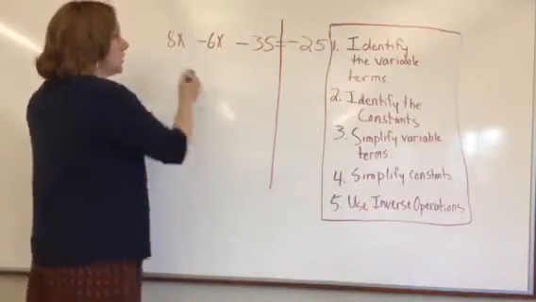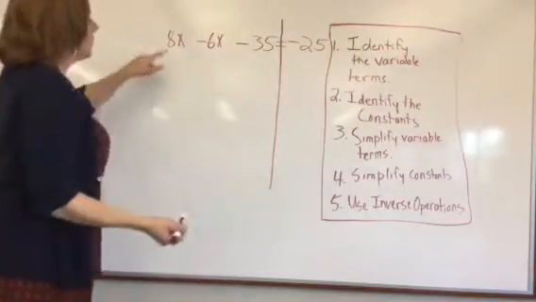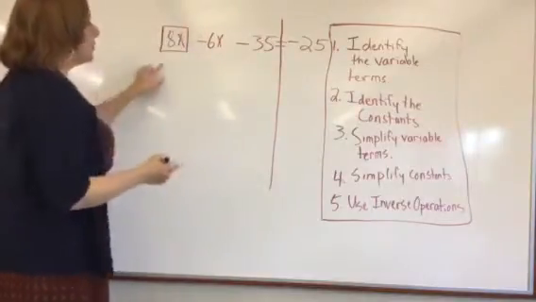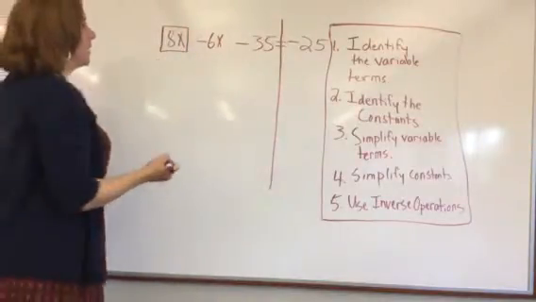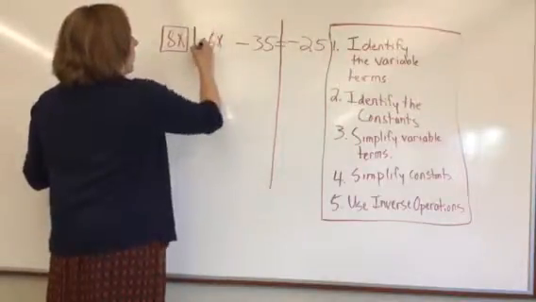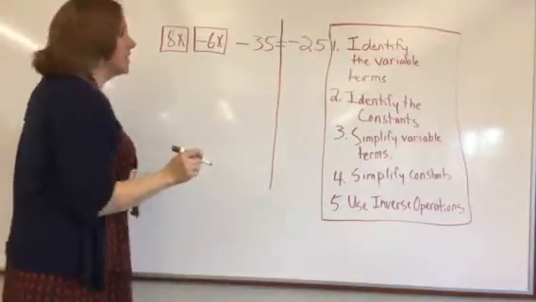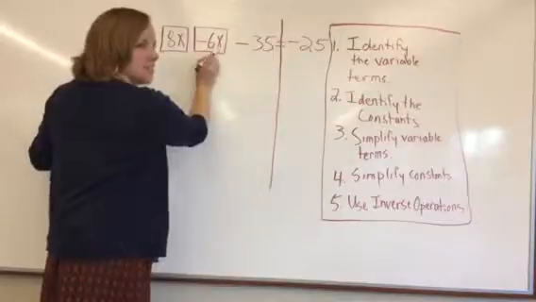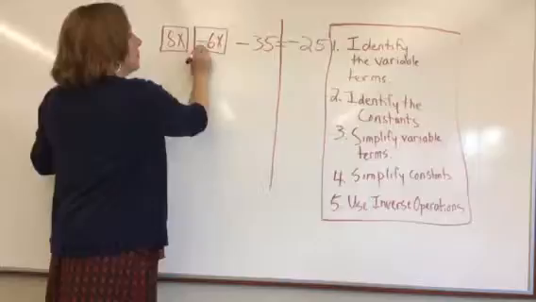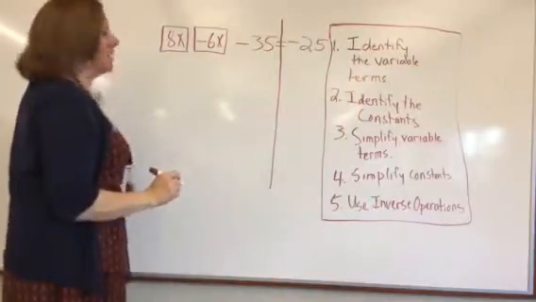So the steps we're going to follow are, first, identify the variable terms. When I look at this, 8x has an x in it, has a variable in it, so I'm going to put a box around that because that is a variable term. Negative 6x, I'm also going to put a box around because it's also a variable term. Now you'll notice with this negative 6x, I didn't just box the 6x. I boxed the negative sign with it. So I know for purposes later that that negative goes with that 6x. It's a minus 6x or a negative 6x.